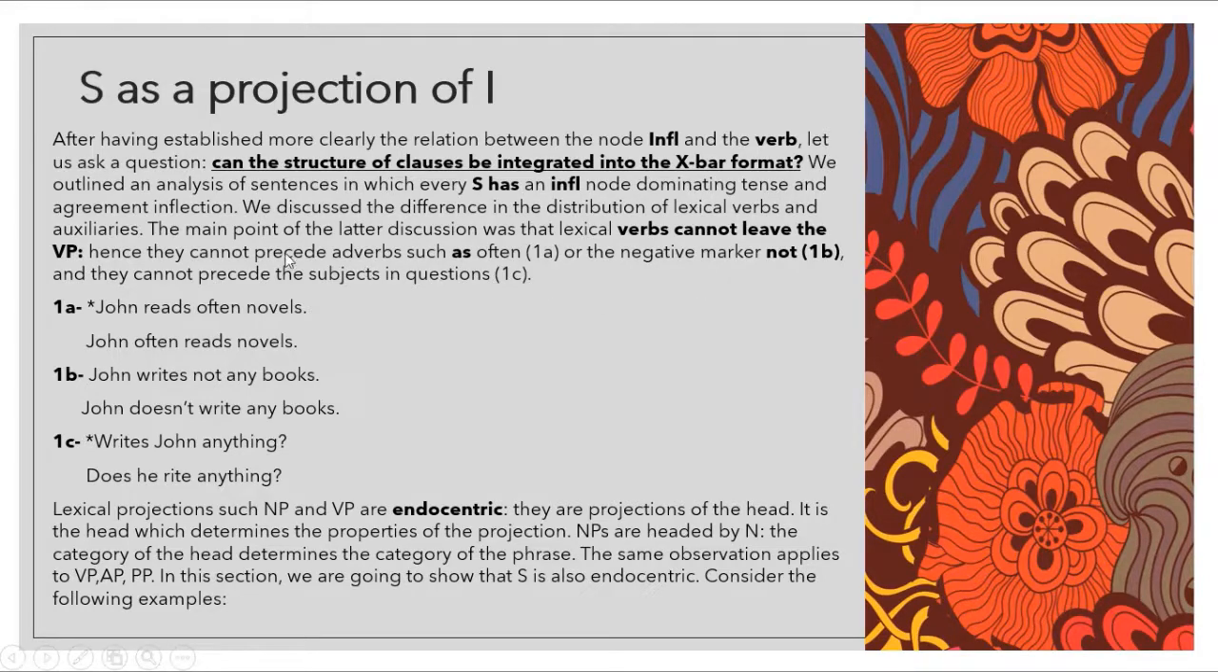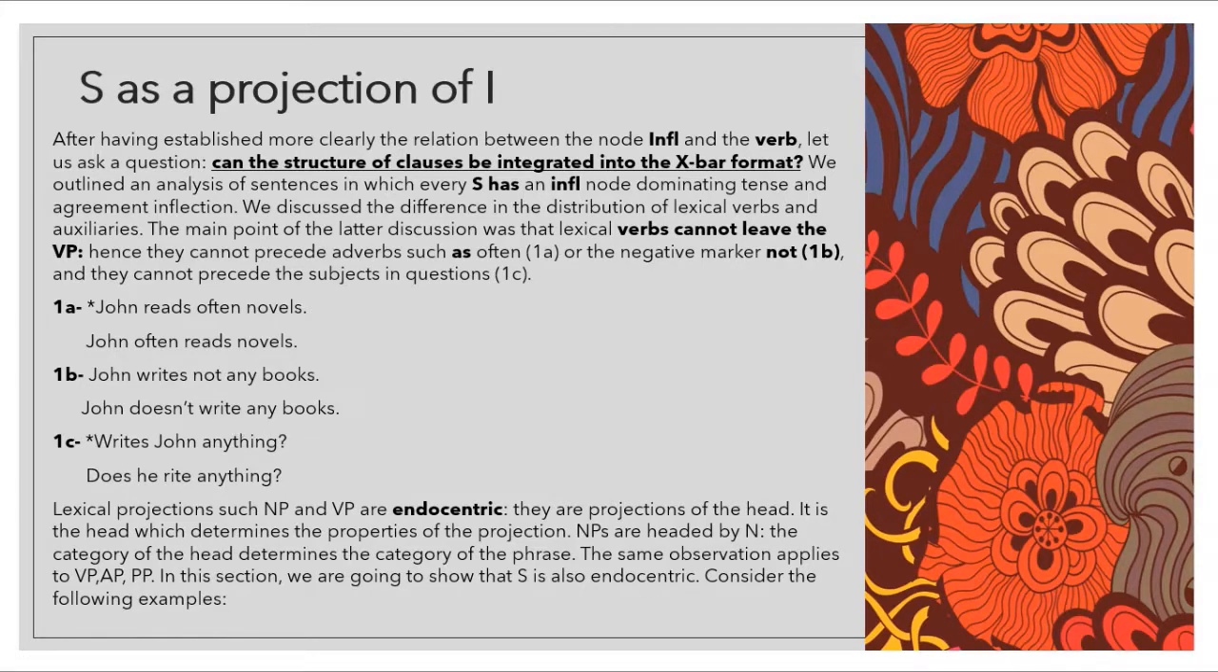What else? They cannot precede the subjects in questions. For example, "write John anything". We shouldn't say that. We should say instead "does he write anything". And we saw that the auxiliary, the verb do, helps the agreement, the ES that remains on write, because "John writes books" is in the present.